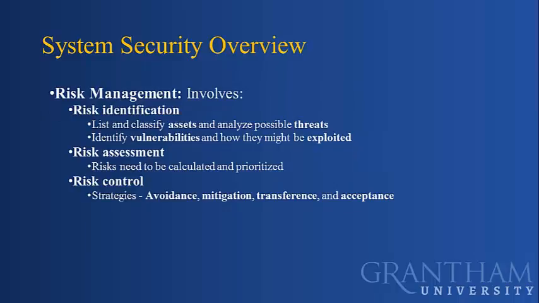System security overview. Risk management involves risk identification: list and classify assets, analyze possible threats, and identify vulnerabilities and how they might be exploited. Risk assessment: risks need to be calculated and prioritized. Risk control strategies: avoidance, mitigation, transference, and acceptance. Refer to pages 430 to 431 for more information about risk management.